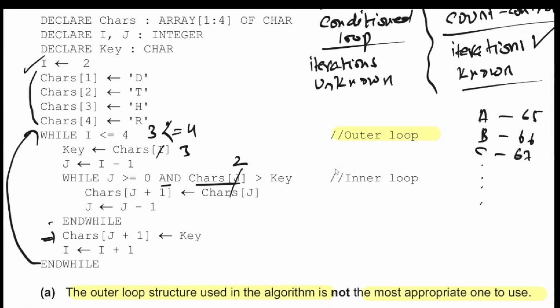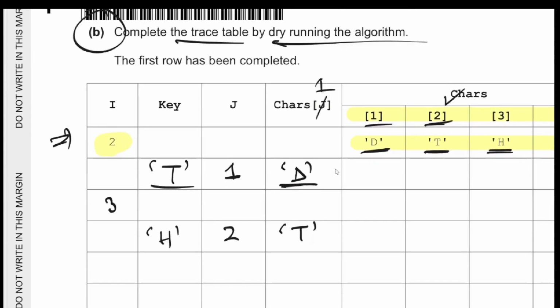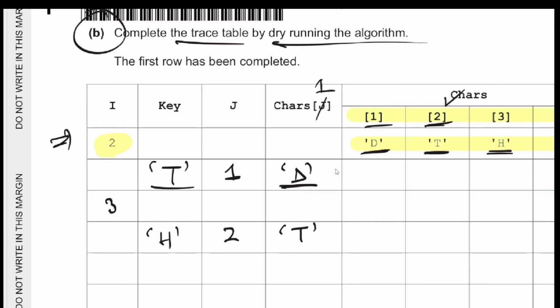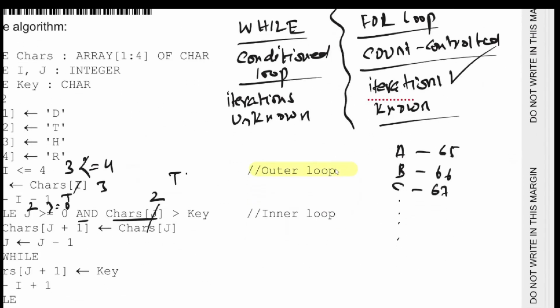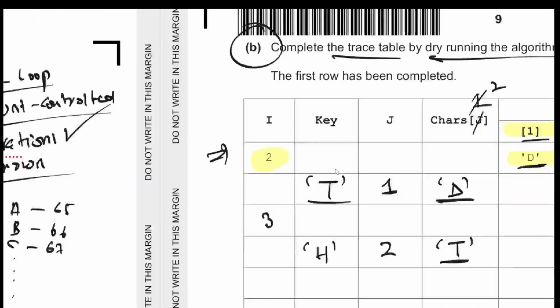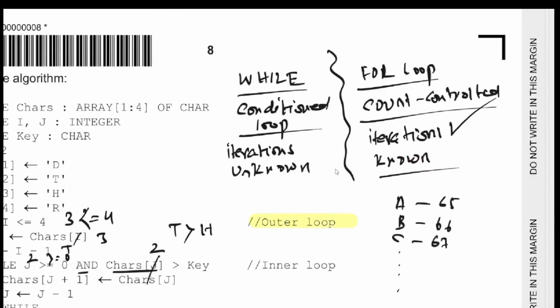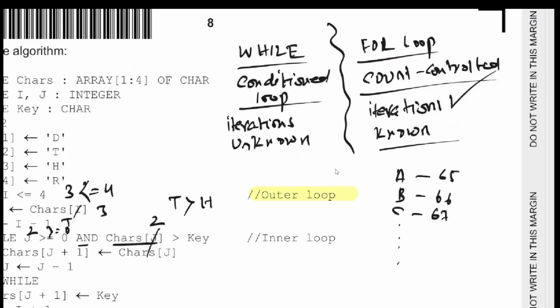J is 2, so we did this, now we're here. 2 is greater than or equal to 0, it is true. And then the 2nd location, which is T. Is this T greater than key? What is key? Key is H. Now we are comparing T with the H. When we compare T with the H, T is greater than H. Here the condition is true.